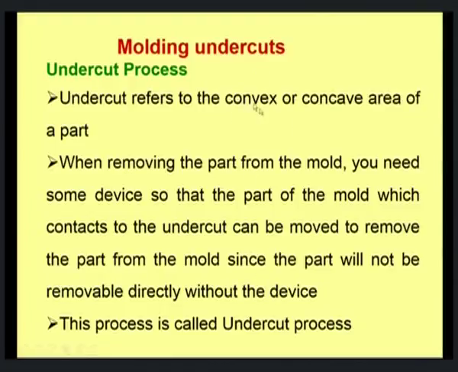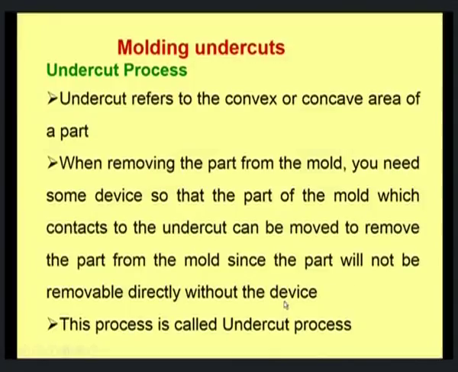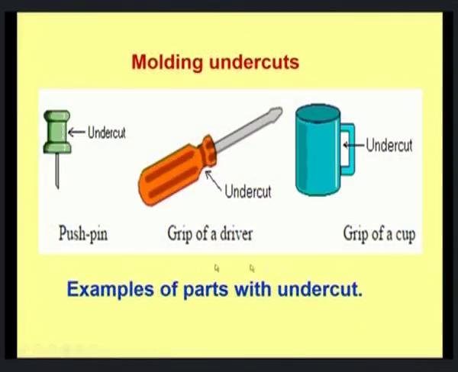Whereas if it has a convex or concave area, the region below this convex or concave area of the part will not be removed easily. This process is what we call the undercut process. These are examples of parts with undercut. For example, a push pin, which we normally use on a table to fix a paper. This region represents the undercut. It is not of uniform circular cross section; it has 3 different cross sections. So this region is the undercut.